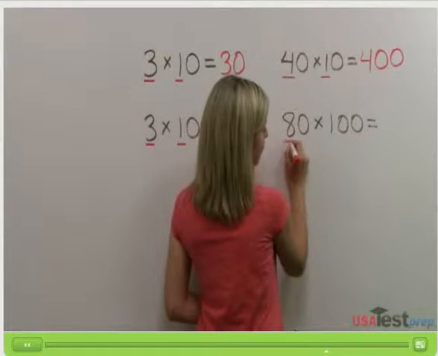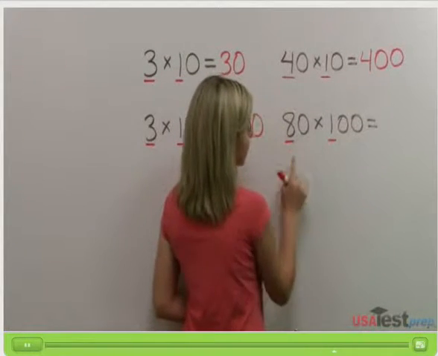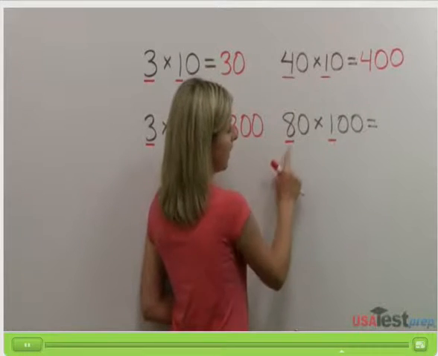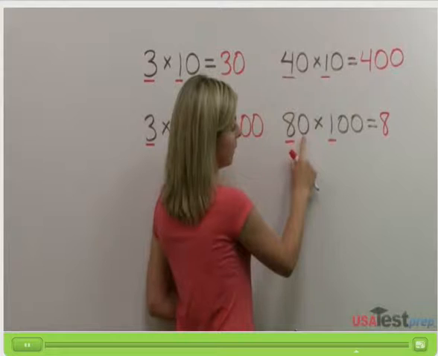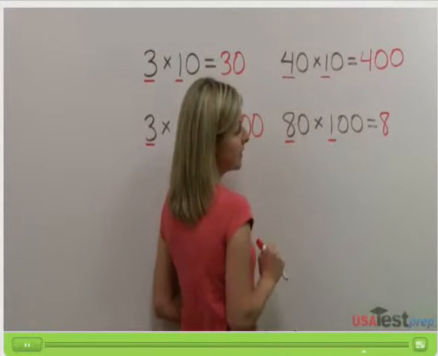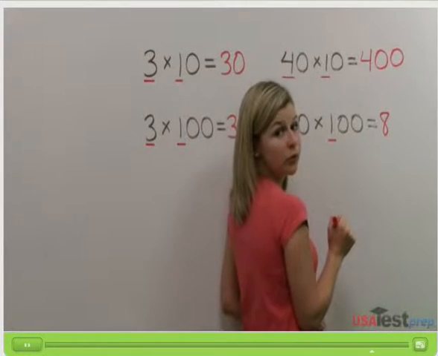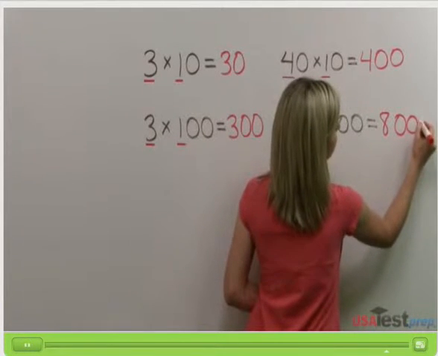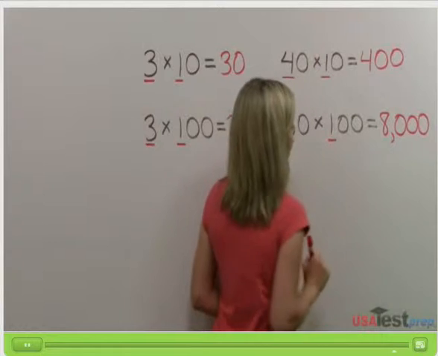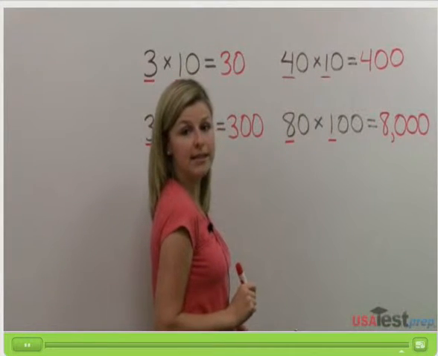Here I have 80 times 100, so I'm going to focus on my 8 and my 1. 8 times 1 is 8, and I have 1, 2, 3 zeros in my problem, so I'm going to include 3 zeros in my answer. 1, 2, 3. 80 times 100 is 8,000.